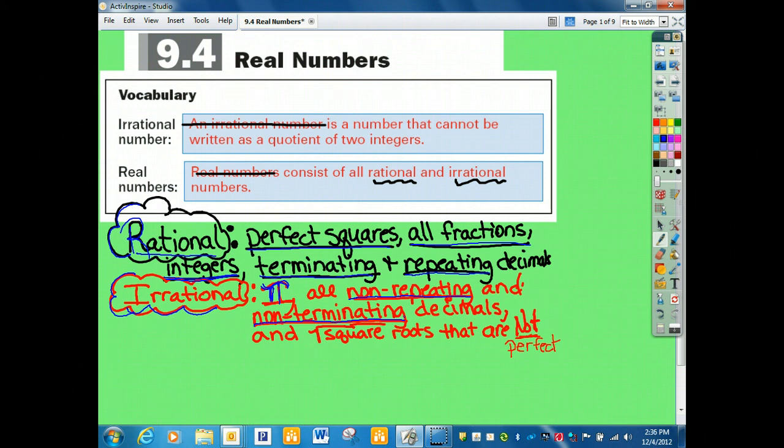And then finally, obviously, if it's not a perfect square. Because if it's a perfect square, like the square root of 25, what is it? 5. So is the square root of 25 rational or irrational? Rational, because it's a perfect square. If it's not perfect, you put I for irrational. Let's practice.